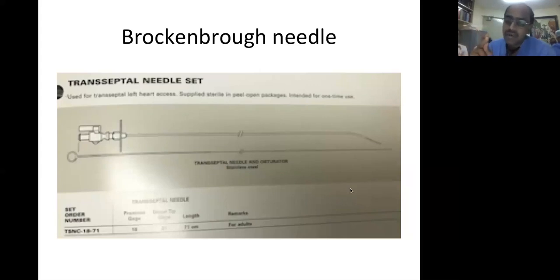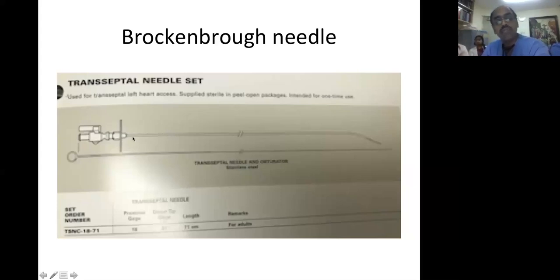In a tiny baby who is having hypoplastic left heart syndrome, where the atrial septum is rigid and a very restrictive PFO is there, if you have to do some atrial septal stenting, you have to poke that thick, rigid atrial septum. You need a Brockenbrough needle. So even in a very, very tiny young infant, sometimes you may be forced to use a Brockenbrough needle. So it's very important to know what a Brockenbrough needle is.